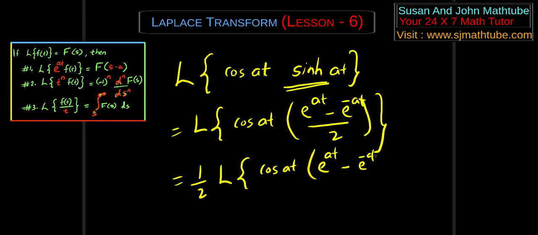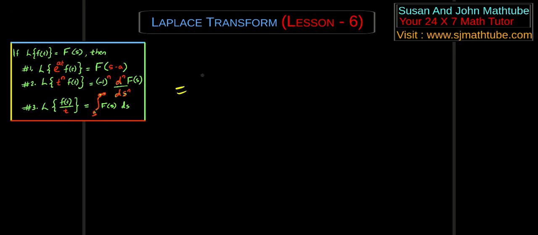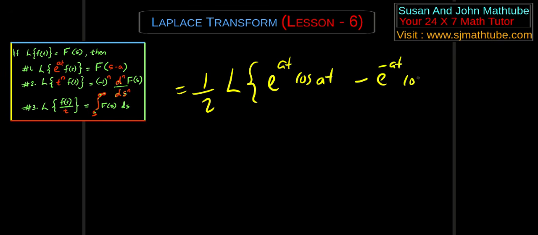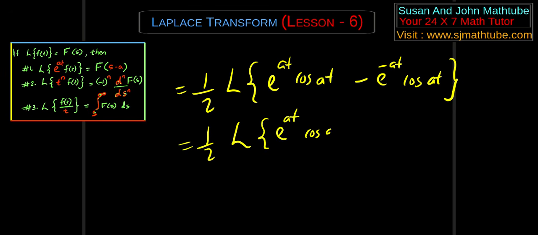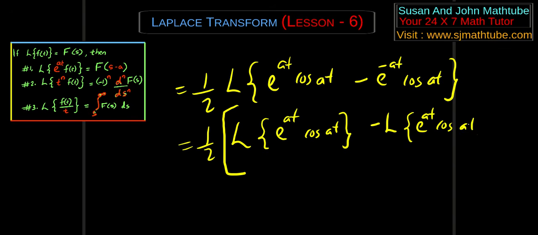Now you have to do one more thing, that is you apply the linearity property. But before we apply linearity property, let's distribute this cos. So we get 1 by 2 Laplace of (e power at cos at minus e power minus at cos at). Now we can apply linearity as I told you before: Laplace of e power at cos at, be careful with the bracket, minus Laplace of e power minus at cos at.